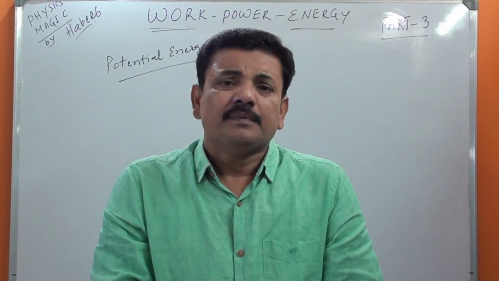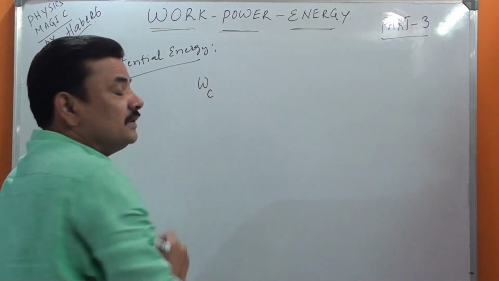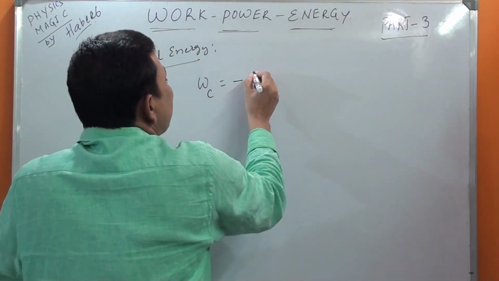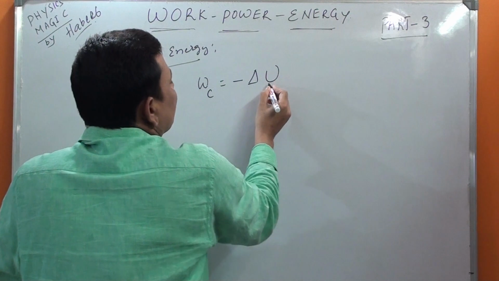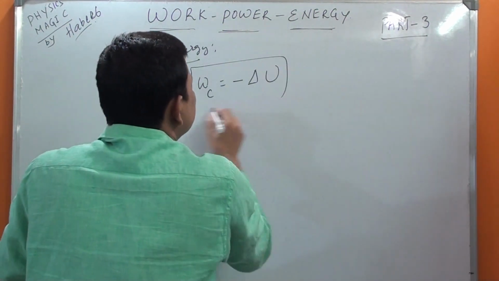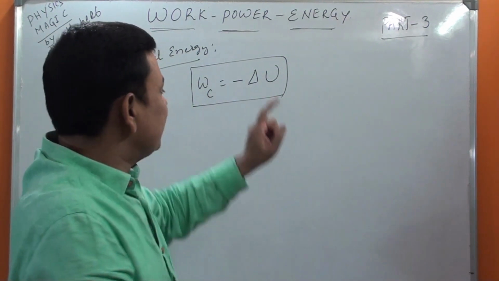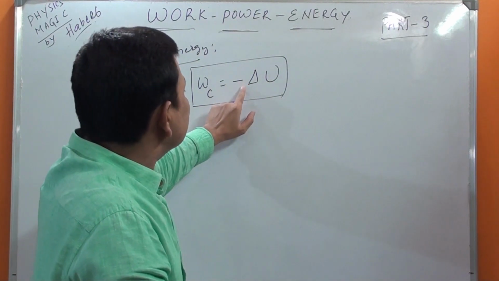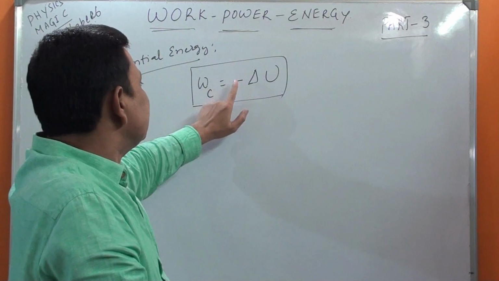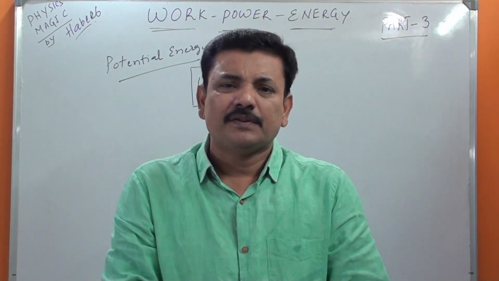And in any conservative field, just I explained you, the work done in any conservative field is equal to minus delta U, where U is potential energy of the system. So this is a universal formula. Work done in conservative field is equal to minus of delta U, change in the potential energy. The reason why minus is coming here, it's very simple, very simple.